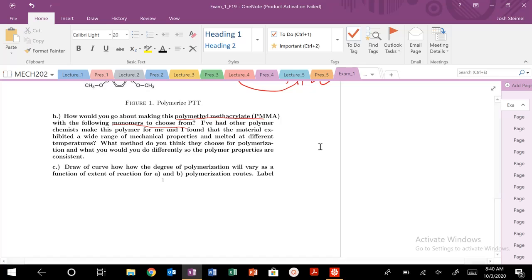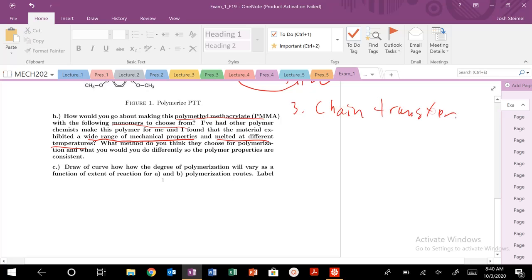I've had other polymer chemists make this polymer for me, and I found that the material exhibited a wide range of mechanical properties and melted at different temperatures. What method do you think they chose for polymerization, and what would you do differently so the polymer properties are consistent? So we talked about that third step, that chain transfer step.